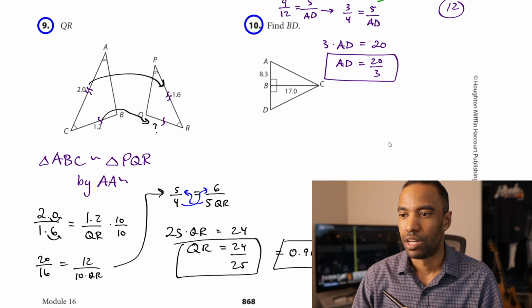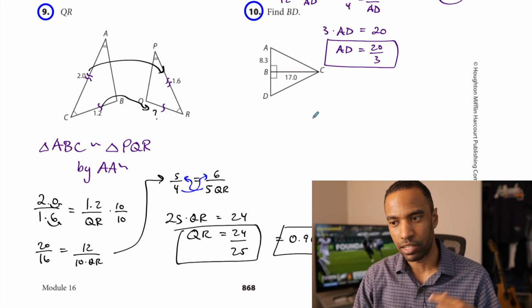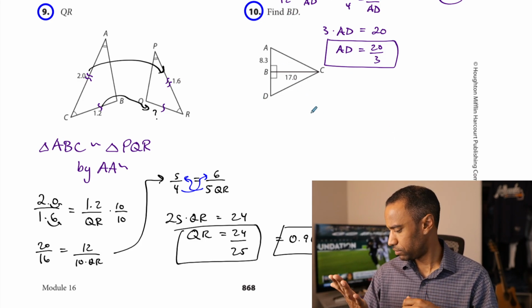Okay. Number 10, find the length of BD. So first we've got to figure out whether these triangles are similar.